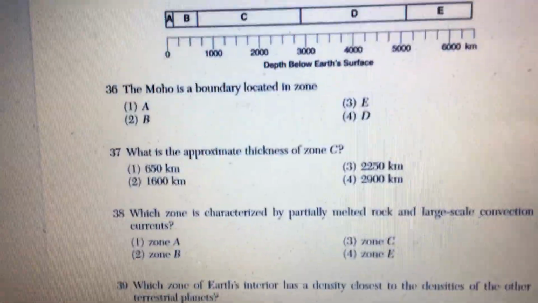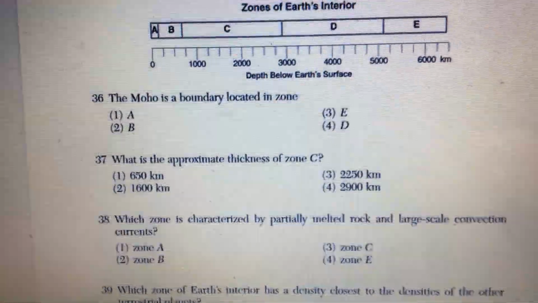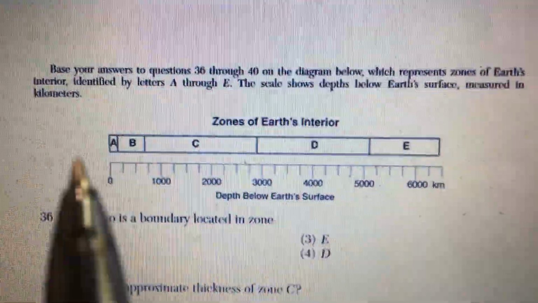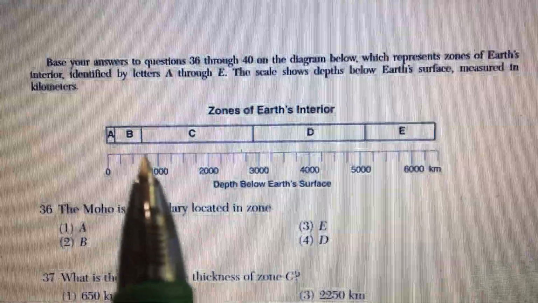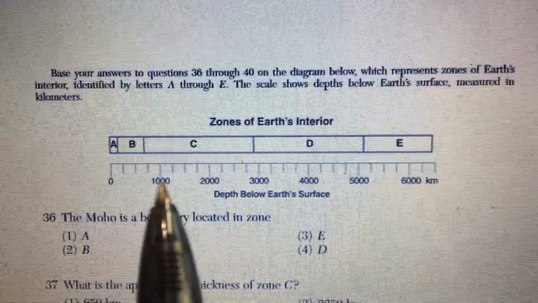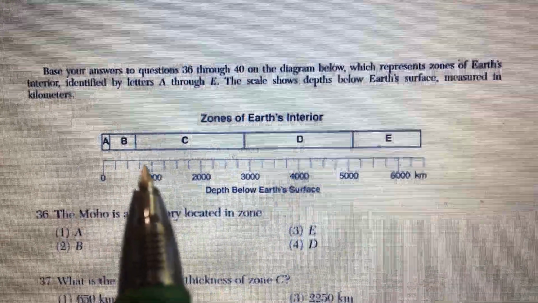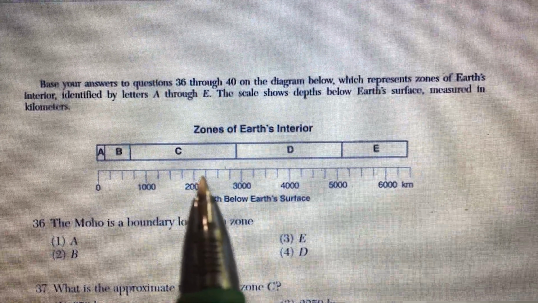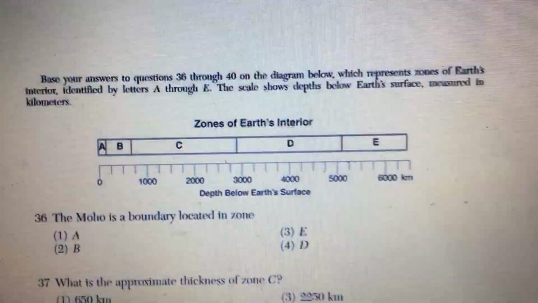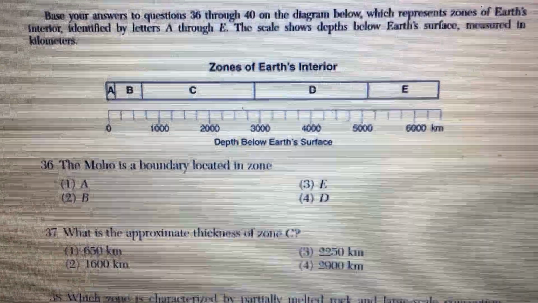All right, what's next? What is the approximate thickness of zone C? That's just a classic, can you use a scale here? So what do we got? These look like they go by 200s. So I'm going to say it's about 2, 4, 6, 8, 10, 12, 14, 16, 18-ish hundred thick. There you go, on 16.